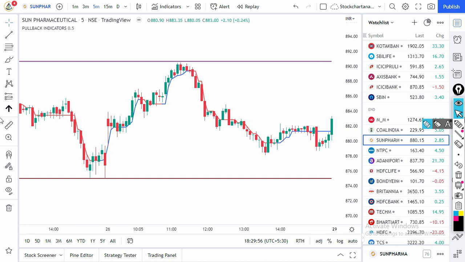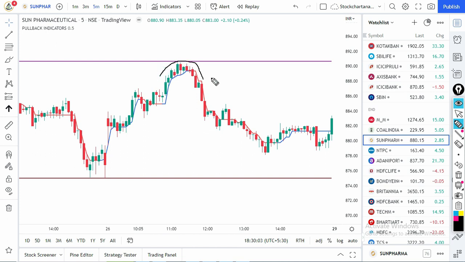And this is Sun Pharma. Look at Sun Pharma. In Sun Pharma, it did not touch the supply zone, but it took a U-turn, and today in Sun Pharma there was a double confirmation trade. Now what is a double confirmation trade? Once you see that the price either has touched the supply zone or is taking a U-turn a little bit below the supply zone and going downwards, this will be your first confirmation.